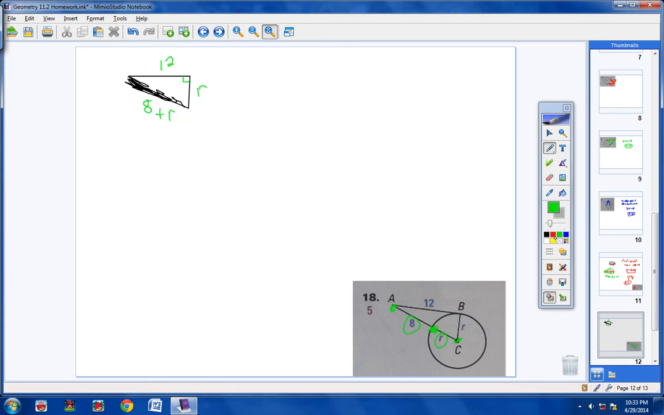Okay, so with that in mind, let's solve this problem. One of my legs would be 12, my other leg would be r, and my hypotenuse is 8 plus r squared. Okay, well, if you square the 12, you get 144. If you square the r, you'll get r squared.